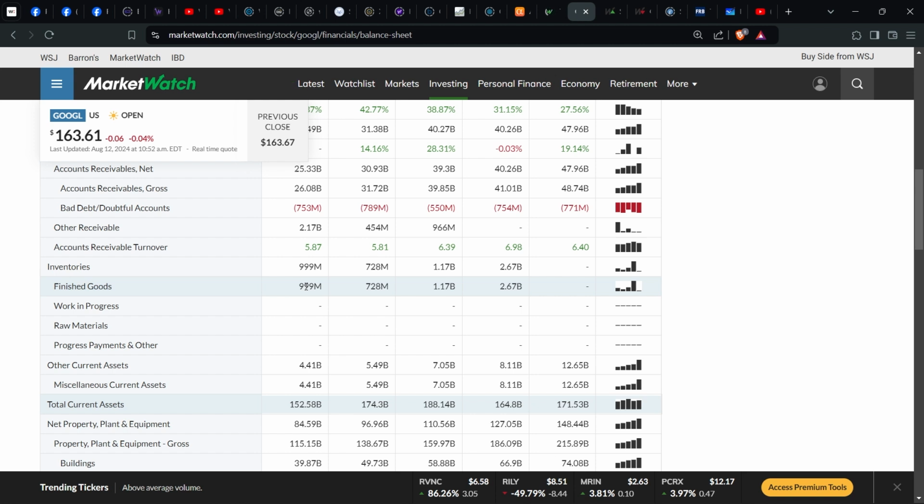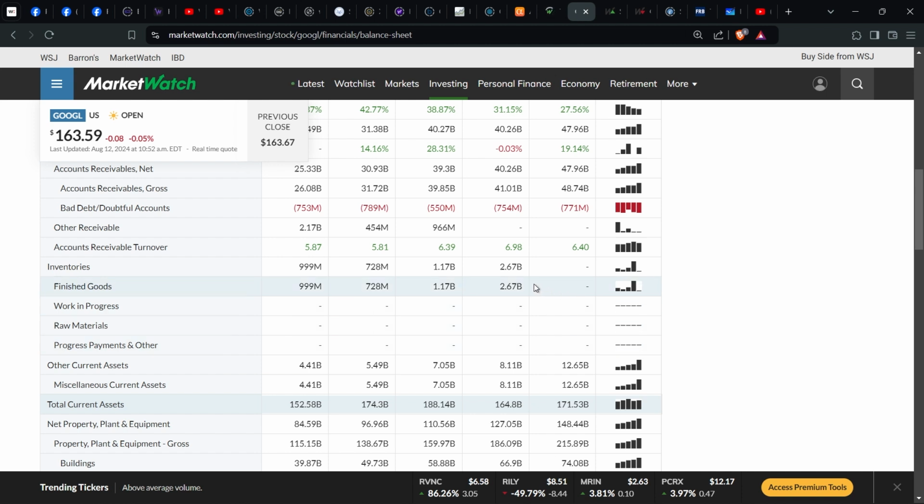What are they? I can't remember. Google did have phones, right? There was a time they had Google phones, but now I don't think they have those phones anymore. So you can see the inventories part here is mostly blank.